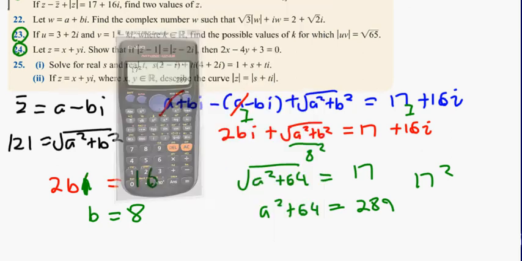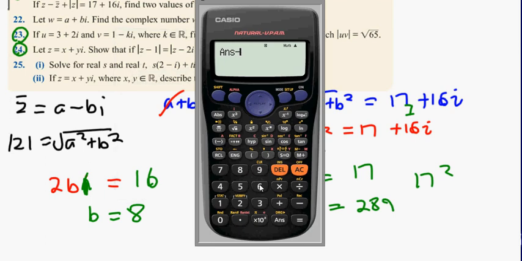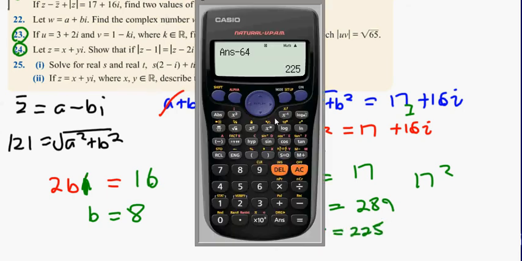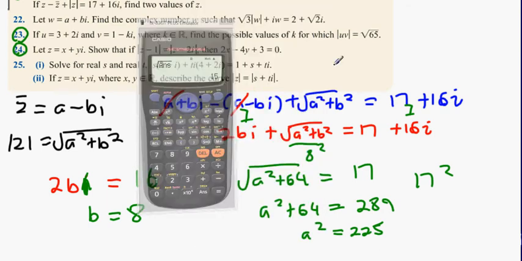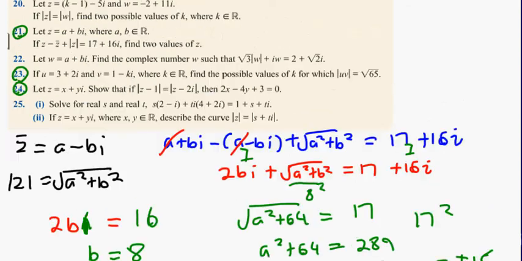Okay, and then once that's done, bring the 64 over to the other side, take away 64, and we get 225. So a squared equals 225. Square root 225, I'm pretty sure you're going to get 15. So the answer for a is going to be a equals plus or minus 15. Okay, so that is number 21 done.